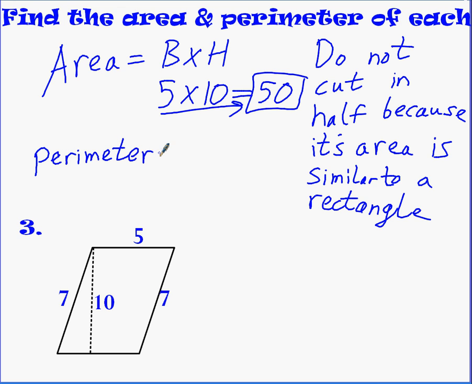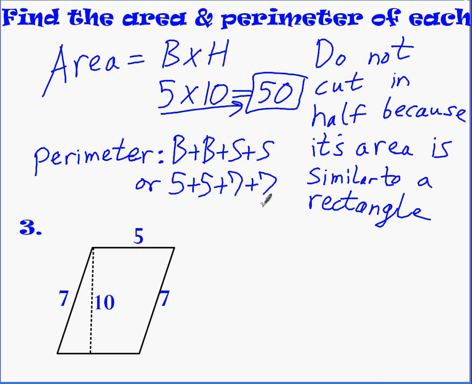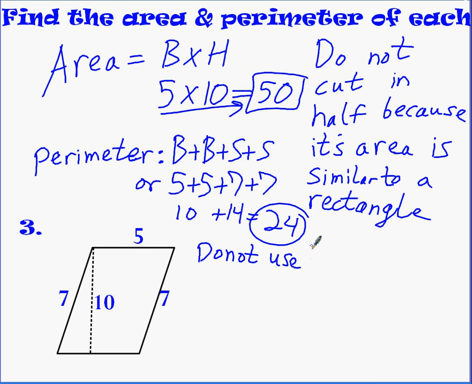It's the same as with a rectangle. You can say base plus side, or in this case, 5 plus 5 plus 7 plus 7. Now the only difference between a parallelogram and a rectangle is that in a rectangle you use a height. In a parallelogram you'll notice it's base plus side plus side. You don't use the height because it's not on the outside. In this case it would be 10 plus 14 equals 24.